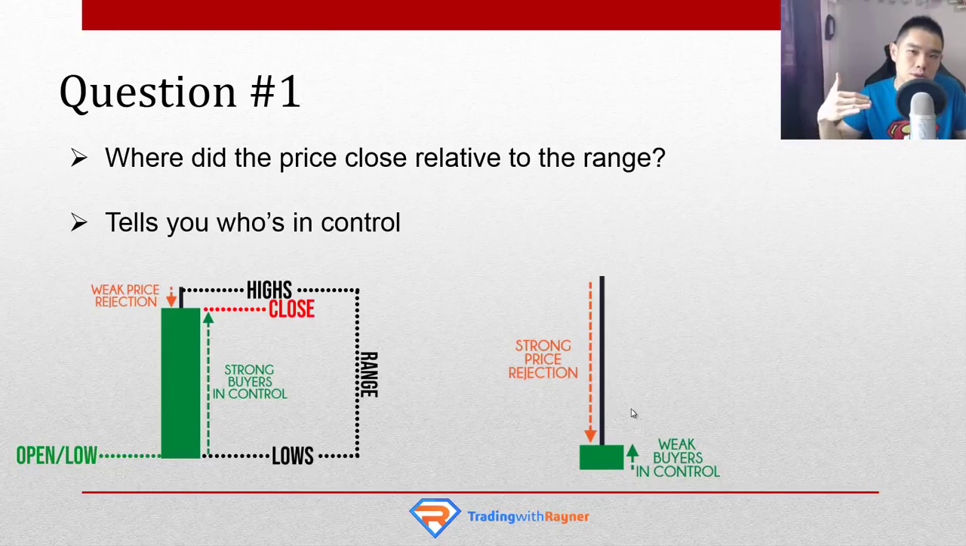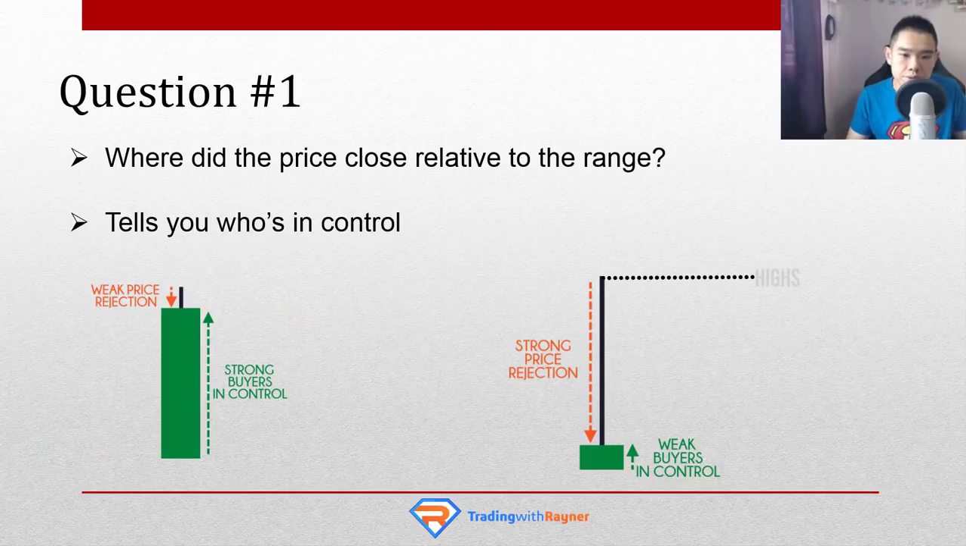Another example, this one. Yes, it's still a green candle. The price closed above the opening price, but are the buyers still in control? Well, again, just use this question: where did price close relative to the range? So where is the range? Well, this is the highs, which is here, and this is the lows. The opening price and the lows are the same price point, so this is the entire range of the candle.